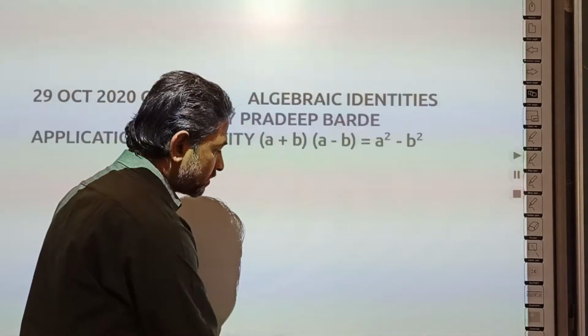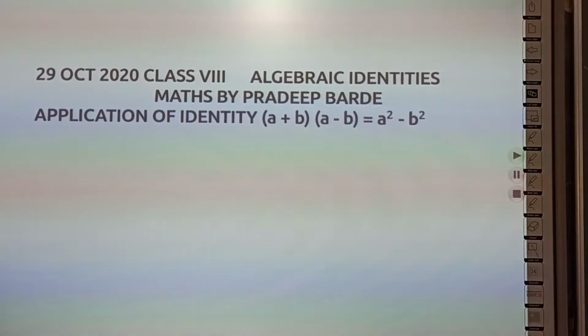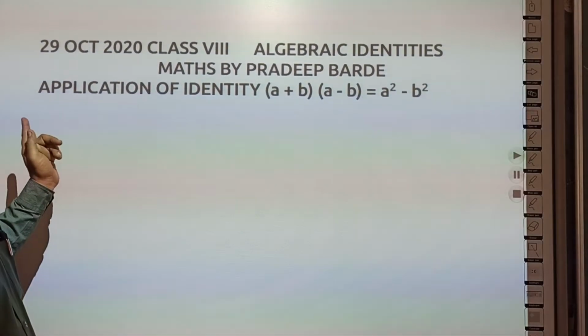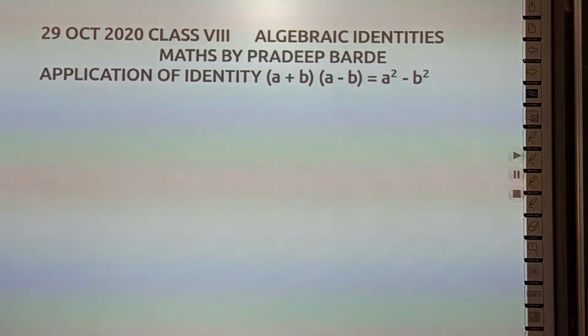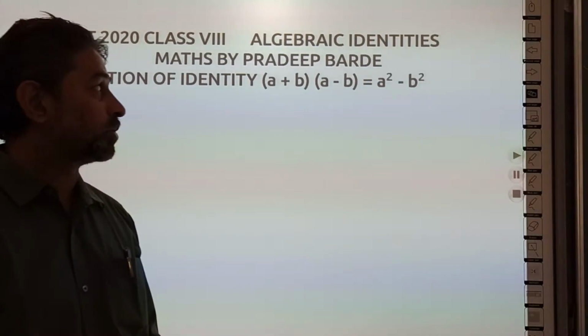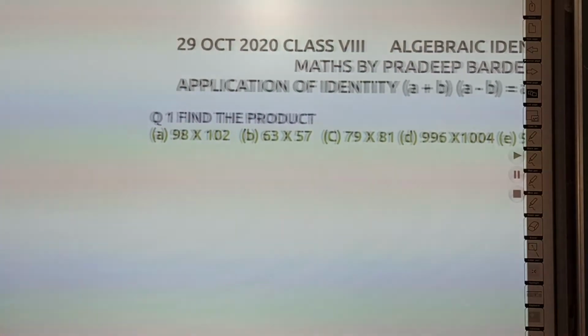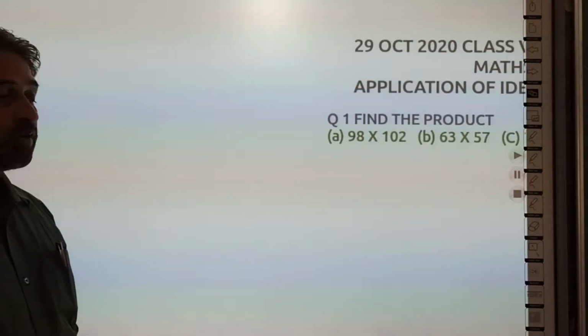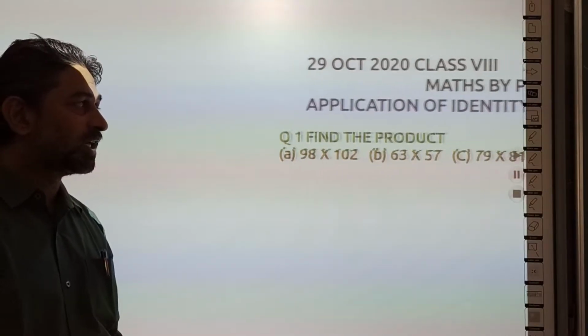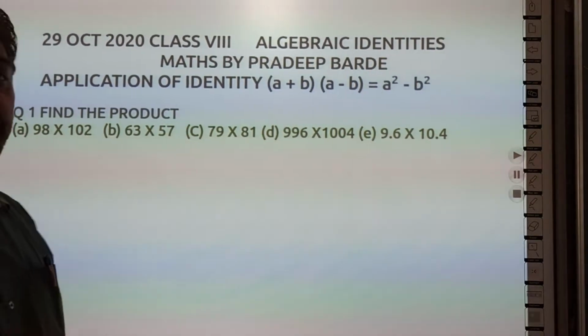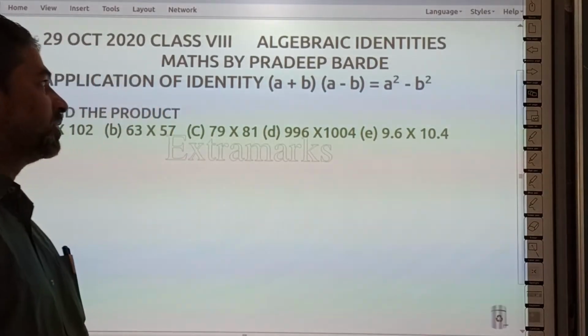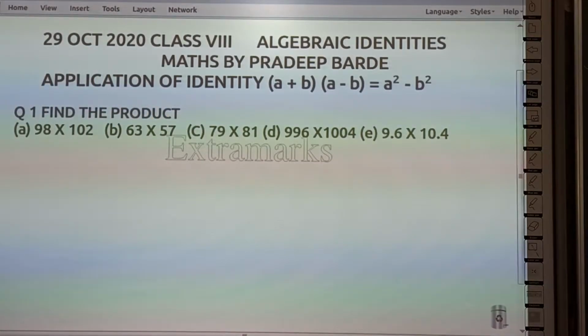So, good morning, students. Today we will be discussing the application of the identity (a plus b) into (a minus b) is equal to a square minus b square. We'll learn how to find out the product of any two given numbers easily with the help of this identity, that is (a plus b) into (a minus b) is equal to a square minus b square.